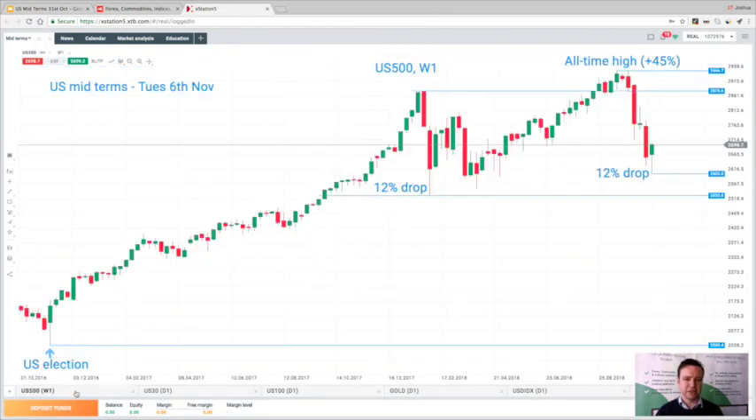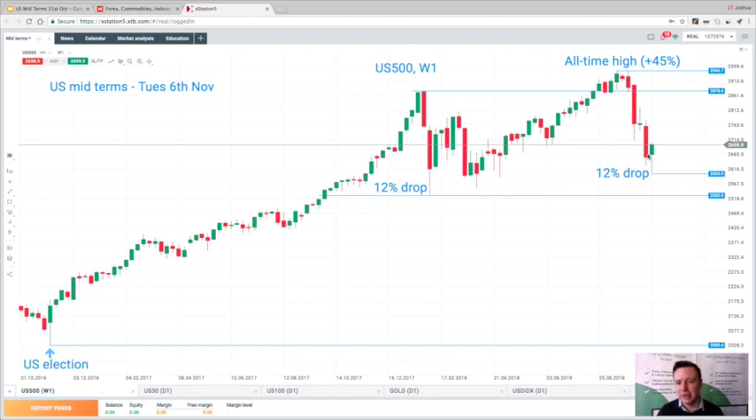Now, if we turn our attention to the charts, I'm going to start off with the US 500. This is a weekly time frame. You can see going back to the 2016 election, we've had a strong move higher. The market traded a low around 2030, the night of the US election, and it's rallied very strongly with gains up to the all-time high seen just a couple months ago, about 45% higher at 2946.